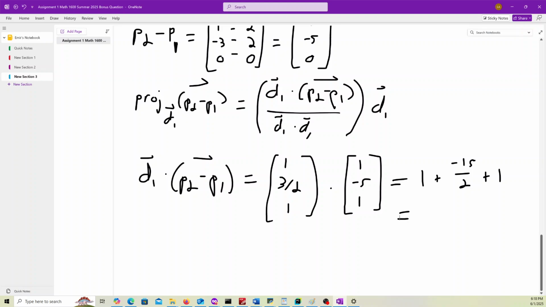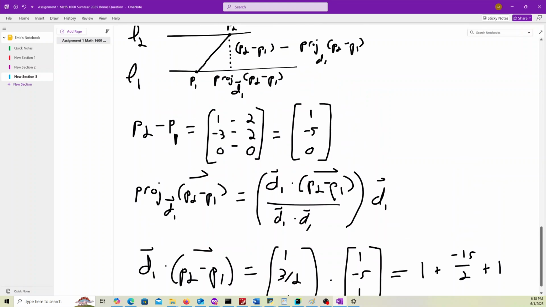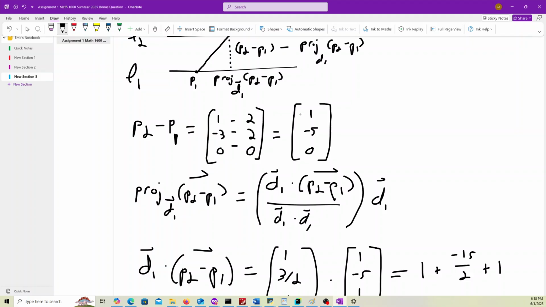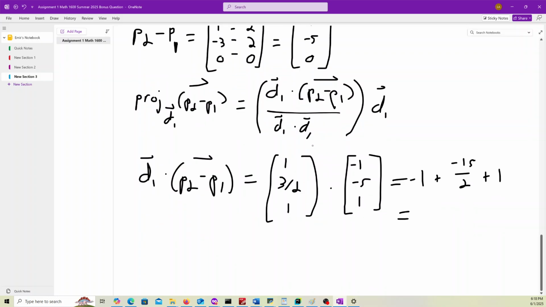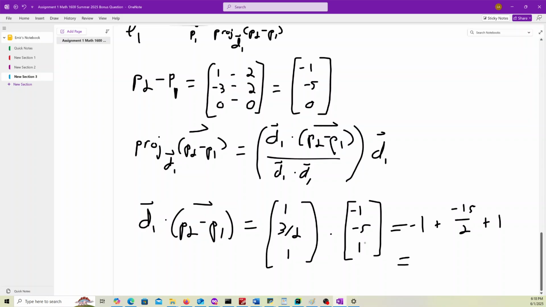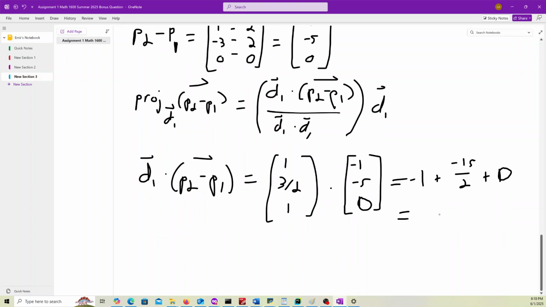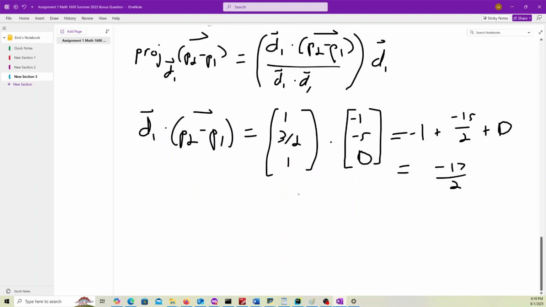I have caught myself in an error. There is a negative sign. 1 minus 2 is equal to negative 1. And so we have to change that, and this becomes negative 1. And this here is not negative 1, negative 5, 1. It's negative 1, negative 5, 0. So this becomes a 0. And so we get negative 17 over 2 is the dot product of D1 and P2 minus P1.